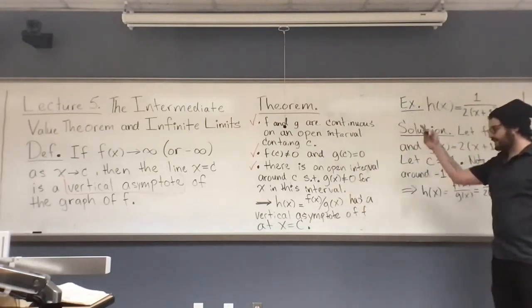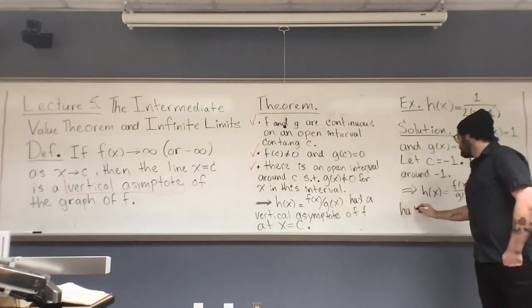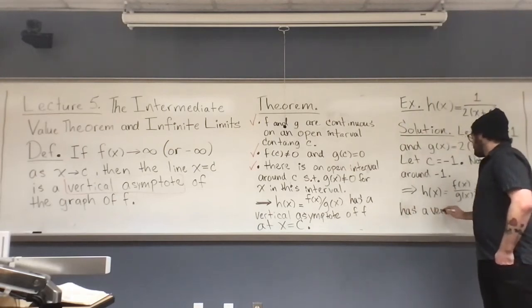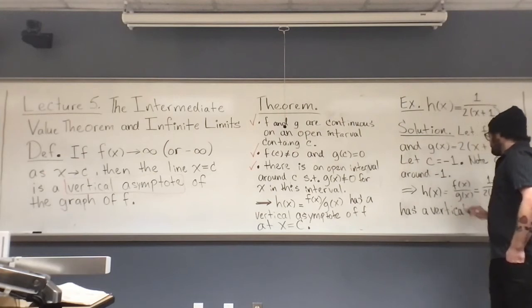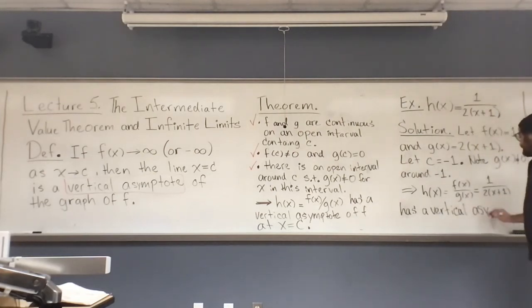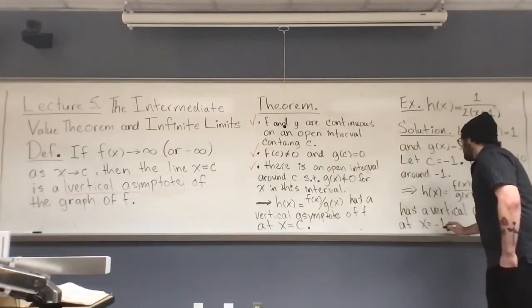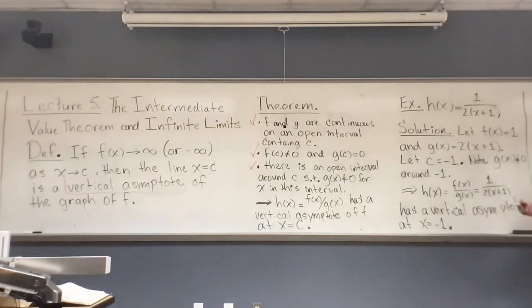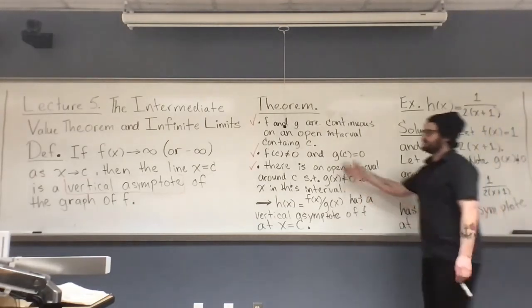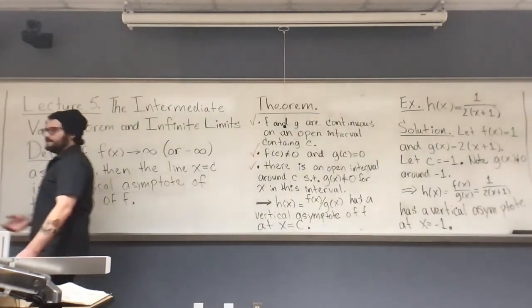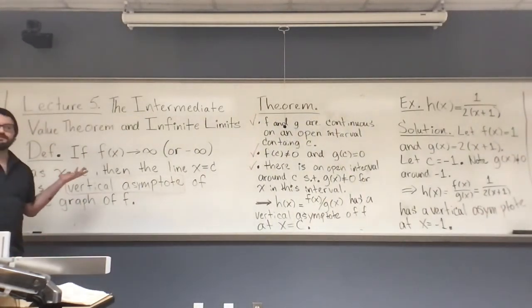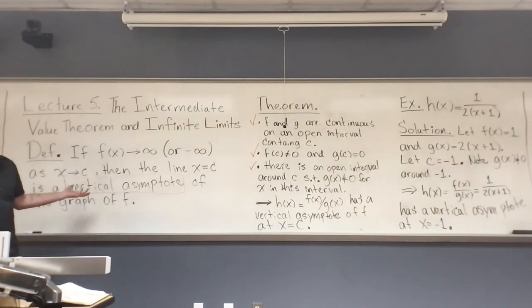So this thing here, by that theorem, has a vertical asymptote at x equals -1. Done. That's the solution. All we did was check off the conditions of this theorem, and then the implication of that theorem gives us a vertical asymptote. We know it's not a removable discontinuity. Done. Okay.